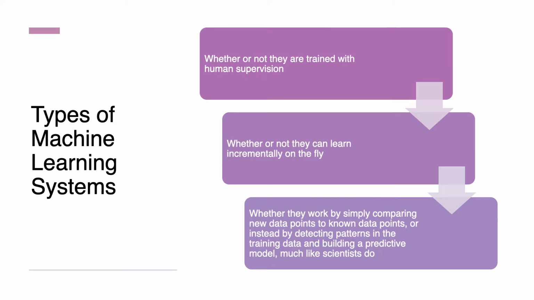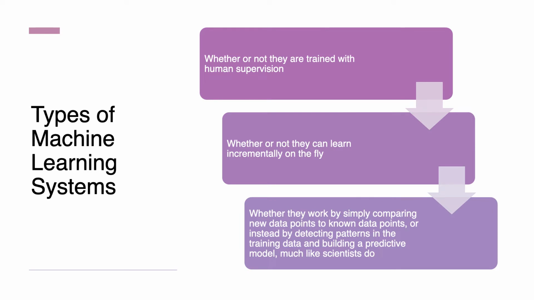Types of machine learning systems. There are so many different types of machine learning systems that it is useful to classify them in broad categories, based on the following criteria: whether or not they are trained with human supervision (supervised, unsupervised, semi-supervised, and reinforcement learning); whether or not they can learn incrementally on the fly (online versus batch learning); whether they work by simply comparing new data points to known data points, or instead by detecting patterns in the training data and building a predictive model, much like scientists do (instance-based versus model-based learning). These criteria are not exclusive, you can combine them in any way you like.